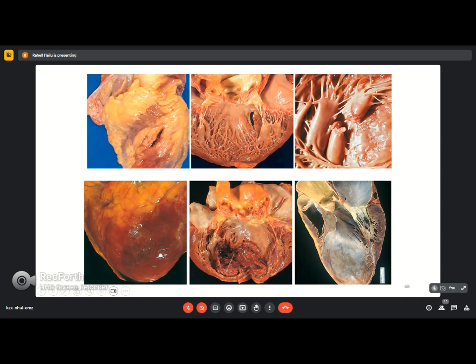Here we see a rupture of the free wall of the ventricle. Here we see again a defect on the intraventricular septum, as you can see. Here we have the rupture of the papillary muscles, pericarditis, you will see, and then there's also thrombus formation within the wall.